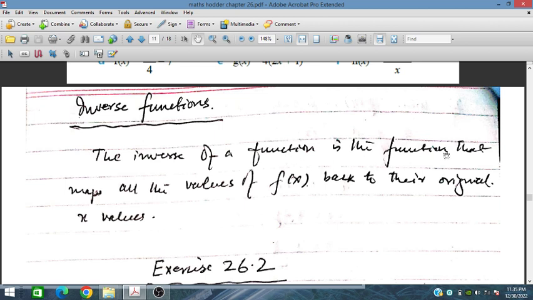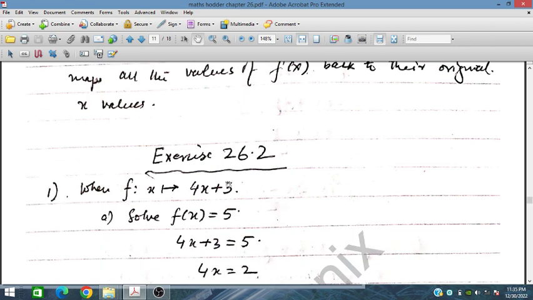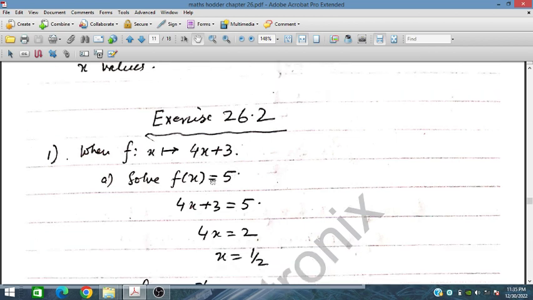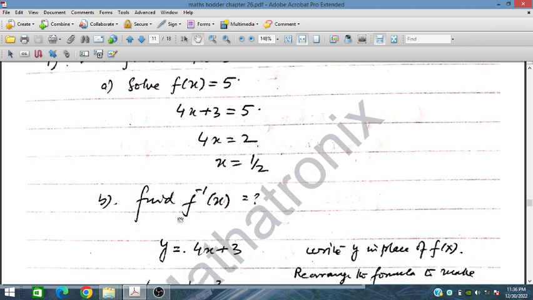The inverse function of a function maps all the values of f(x) back to their original x values. So the inverse function reverses it to get the x value. When f is applied to x, we get 4x plus 3. So solve f(x) equals 5. In place of f(x), we write 4x plus 3 is equal to 5, and x is equal to half.